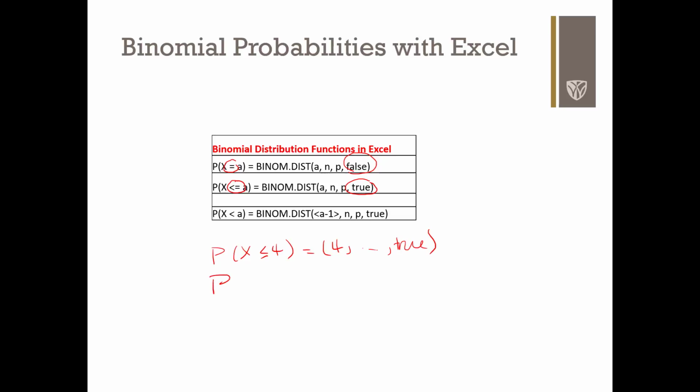But if you wanted to know the probability that x is strictly less than 4, right, that's different. Strictly less than 4 is less than or equal to 3. So in that case, 3 would be the first argument in your binomial probability computation.